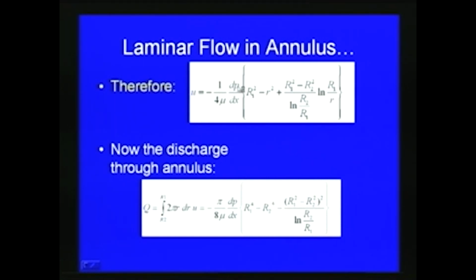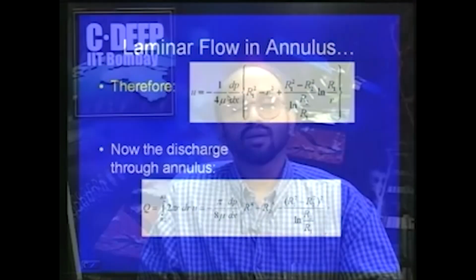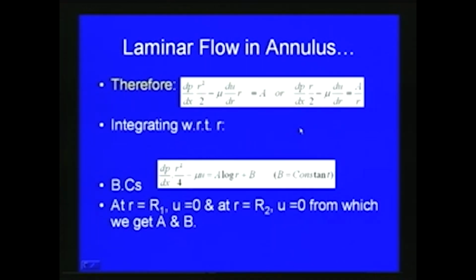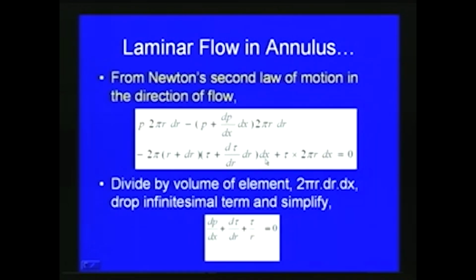These mathematical steps can be done here, and finally we can write the velocity expression as u is equal to minus 1 by 4 mu dp by dx into r1 square minus r square plus r1 square minus r2 square divided by natural log r2 by r1 into natural log r1 by r. The small r is the distance at which we will be finding the velocity, and r2 is, as shown in this figure, the inner radius of the inner cylinder, r1 is the outer radius, and r is the distance at which we are finding the velocity.